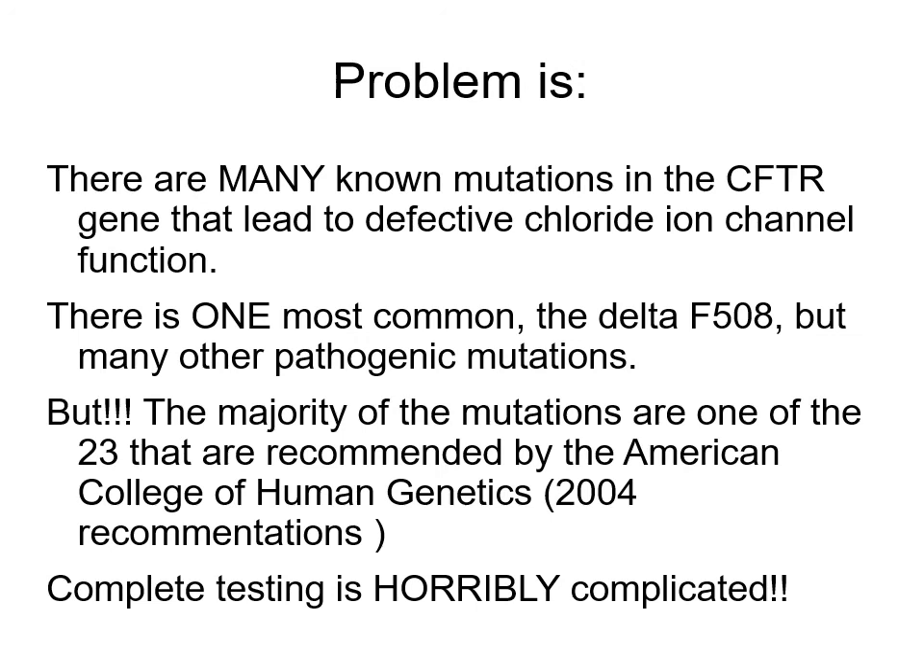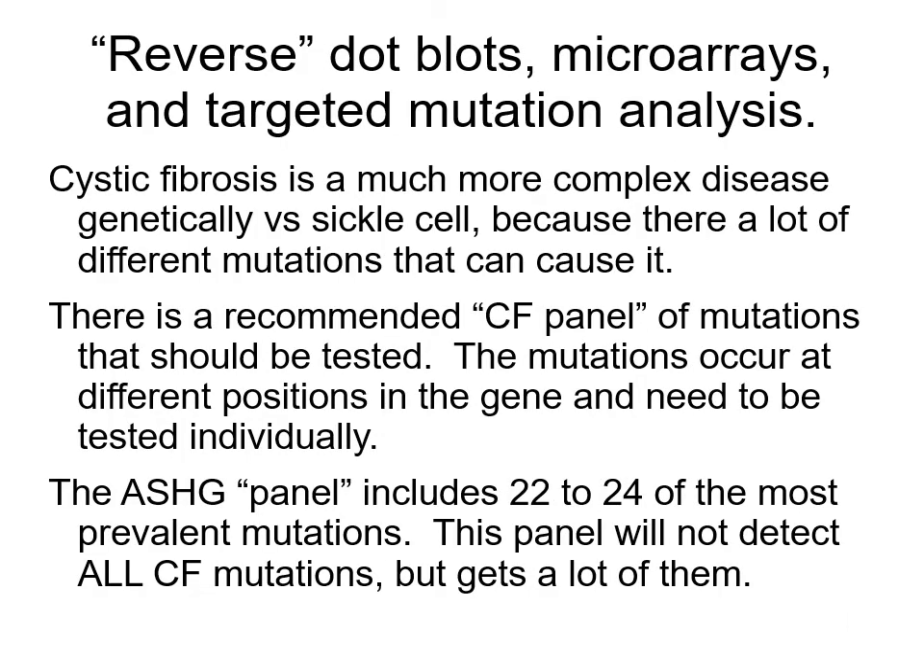Okay, so there's many other mutations. And 15 years or so ago, the American College of Human Genetics recommended a test where you actually test for 23 different mutations, any one of which or any two of which could be present in any particular person. Testing for 23 different things at one time sounds kind of difficult, but with newer technology, it's actually fairly easy. Okay, so this panel includes the 22 to 24 of the most common, not to say all of the mutations.